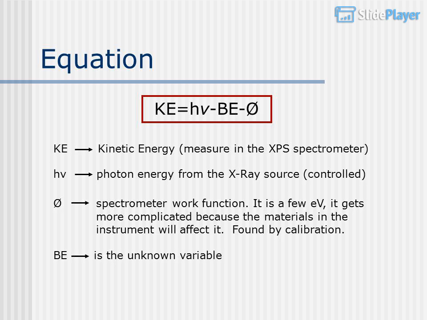K is the kinetic energy, measured in the XPS spectrometer. hv is the photon energy from the X-ray source, controlled. Phi is the spectrometer work function. It is a few eV. It gets more complicated because the materials in the instrument will affect it. It is found by calibration. B is the unknown variable.